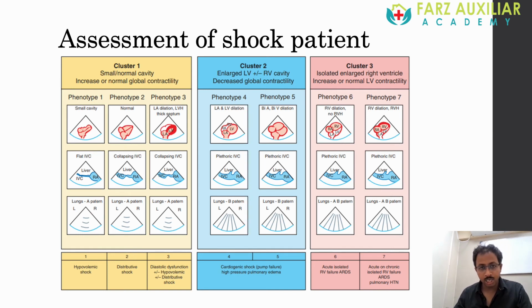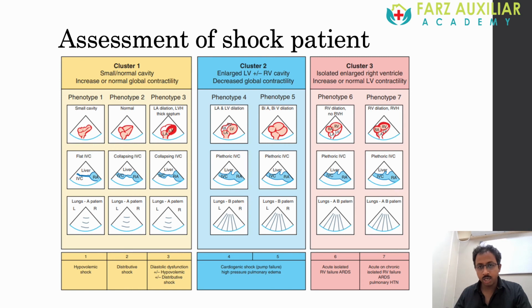Coming to the second cluster, when the enlarged LV or RV is there along with decreased global contractility, it can be LA-LV dilatation, phenotype 4, along with plethoric IVC and B pattern lung, or it can be biventricular enlargement along with plethoric IVC and a B pattern lung. So it's a pump failure. There is high pressure pulmonary edema going on because the B lines are showing, and that's why we need to worry, because fluid is harmful for this patient.